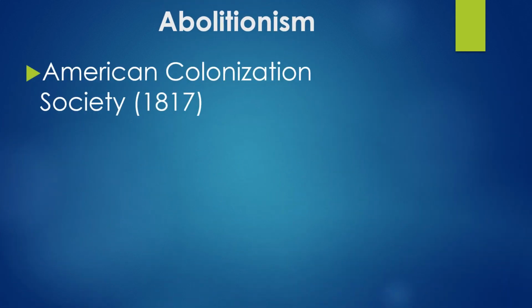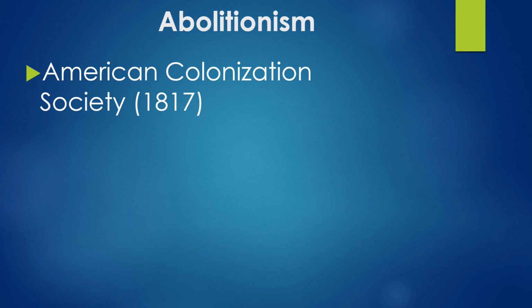One of the first groups founded in 1817 that was opposed to slavery and sought a practical solution was a group called the American Colonization Society. This was a small group. It didn't have a large following, but they were generally common. They believed that slavery was a moral wrong and that slaves should be freed. On the other hand, they also believed that blacks and whites could not live together, and so they advocated sending the freed slaves back to Africa.